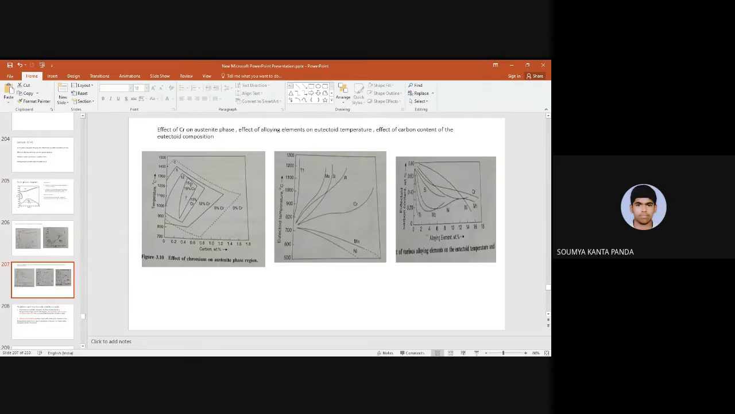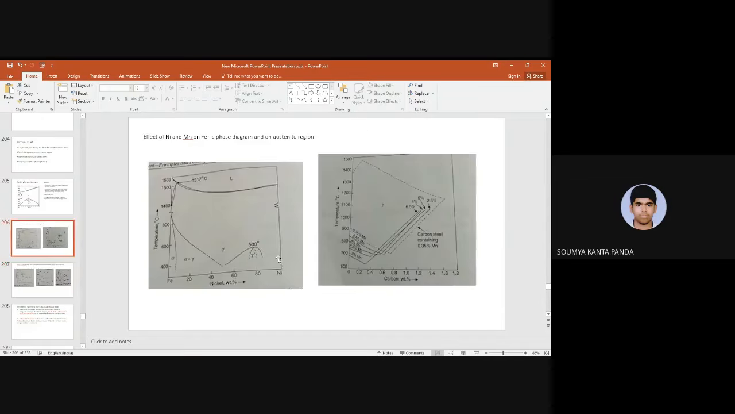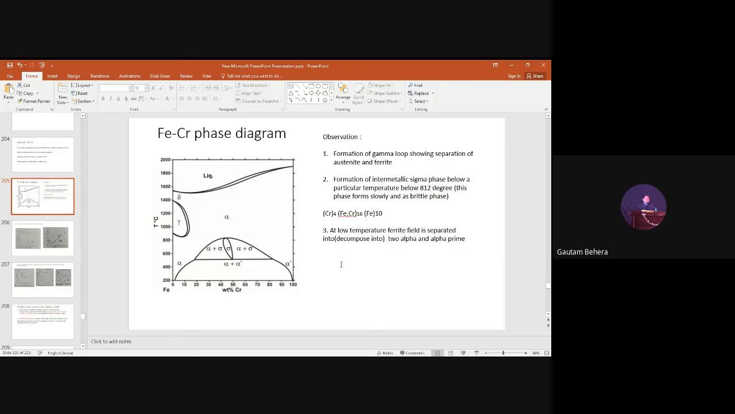Hello, sir. Sir, in the previous diagram carbon is absent, so without carbon, how is the strength in iron? Yes. Sorry. Can you repeat your question? Sir, in this diagram carbon is absent, so without carbon, how is the strength? Yes sir. Yes, it is.